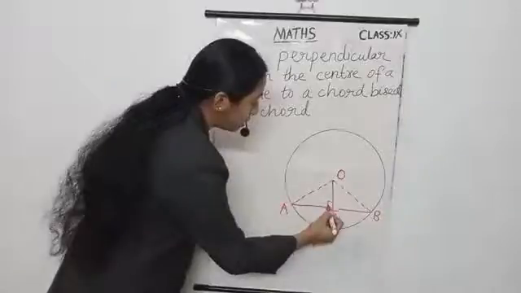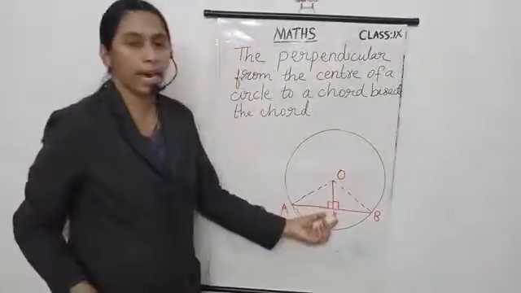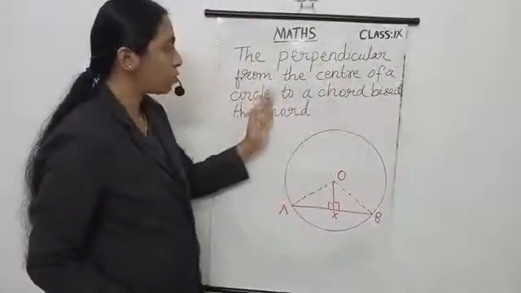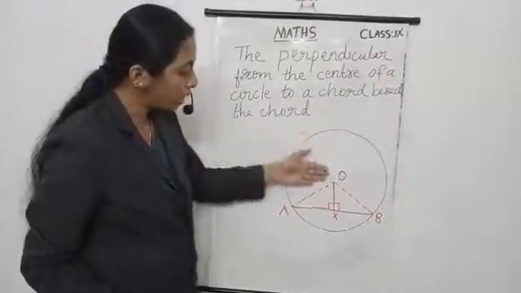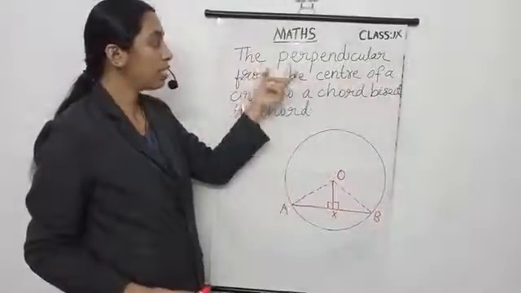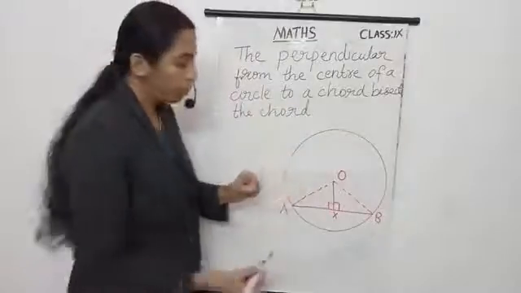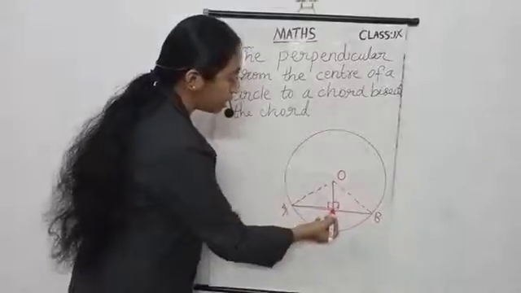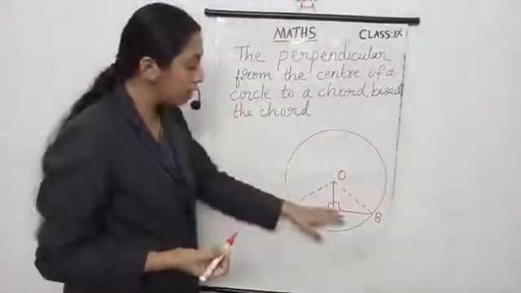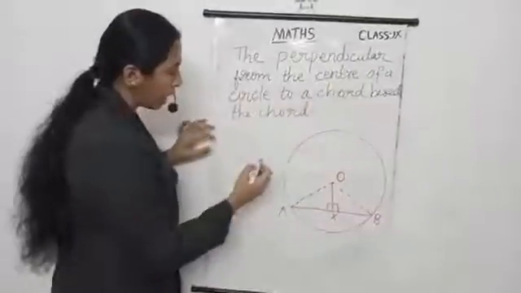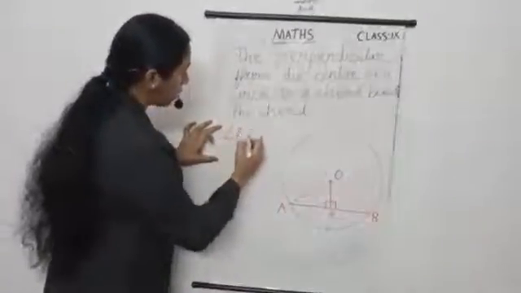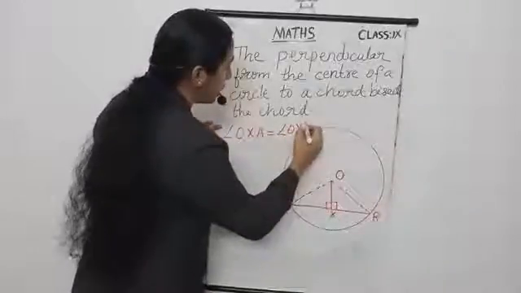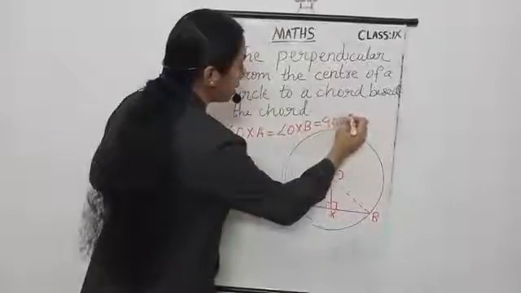This angle and this angle are 90 degrees. Why? Given: the perpendicular from the center of a circle to a chord. Here in the theorem, it is given perpendicular. Perpendicular to a chord means, perpendicular means 90 degrees. This angle and this angle are 90 degrees. So this is given in the theorem. That means angle OXA equal angle OXB equal 90 degrees. That is given.